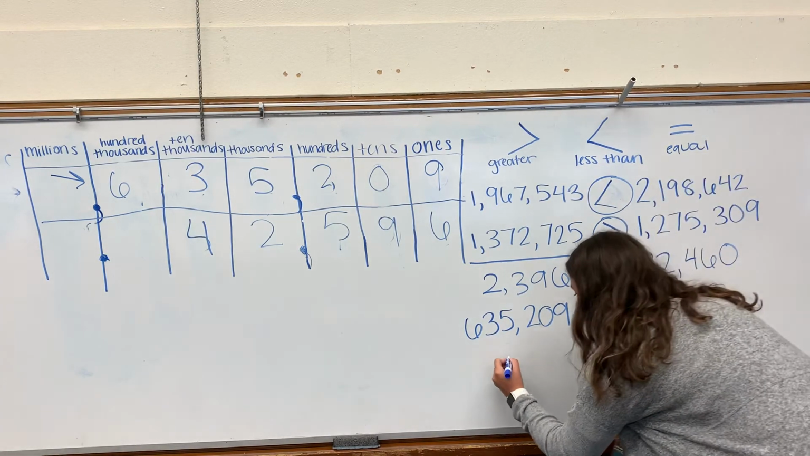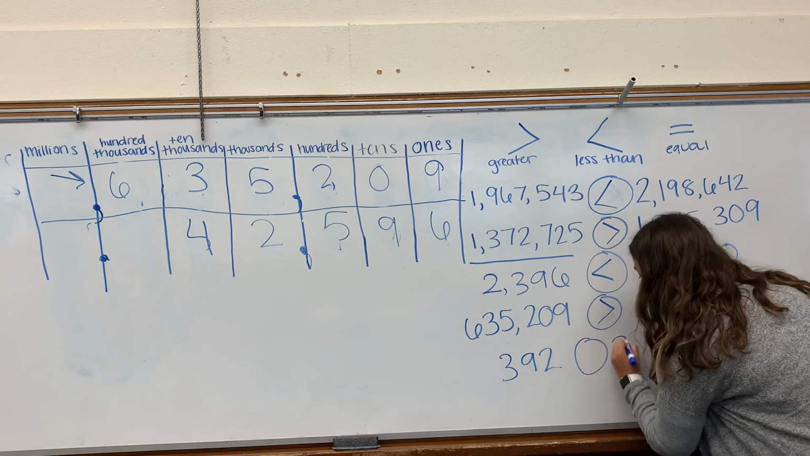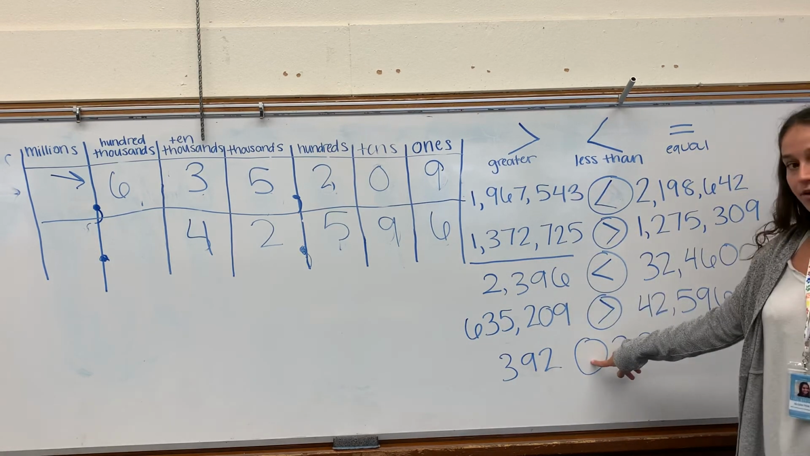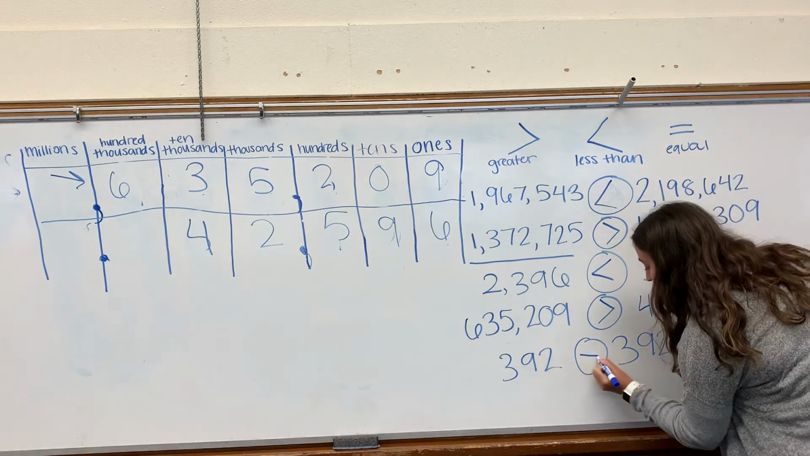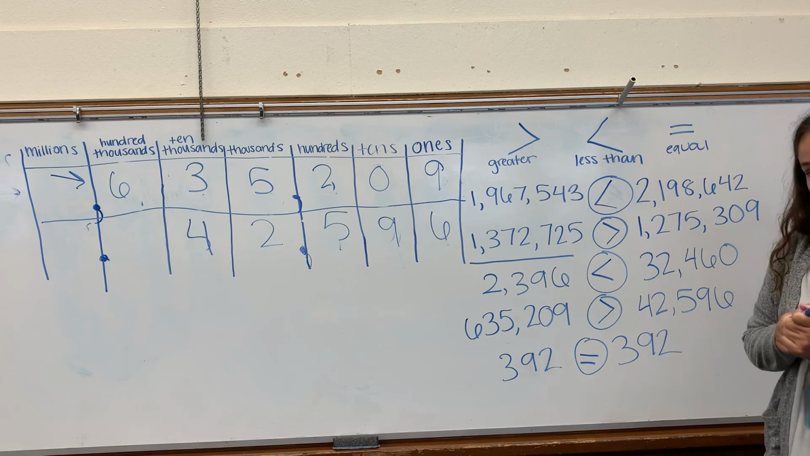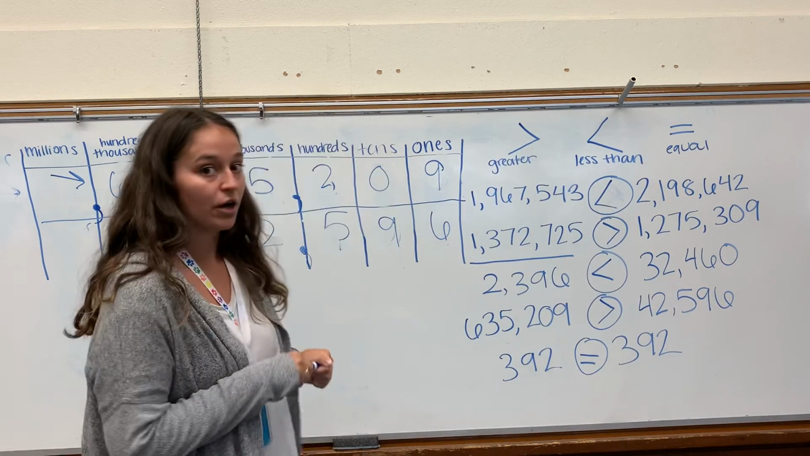Now this one's easy. What if I have 392 and I'm comparing that to 392? What do I need to write in the middle? An equal sign. They are the exact same number. All right? So now you are going to complete the assignment on Google Classroom.